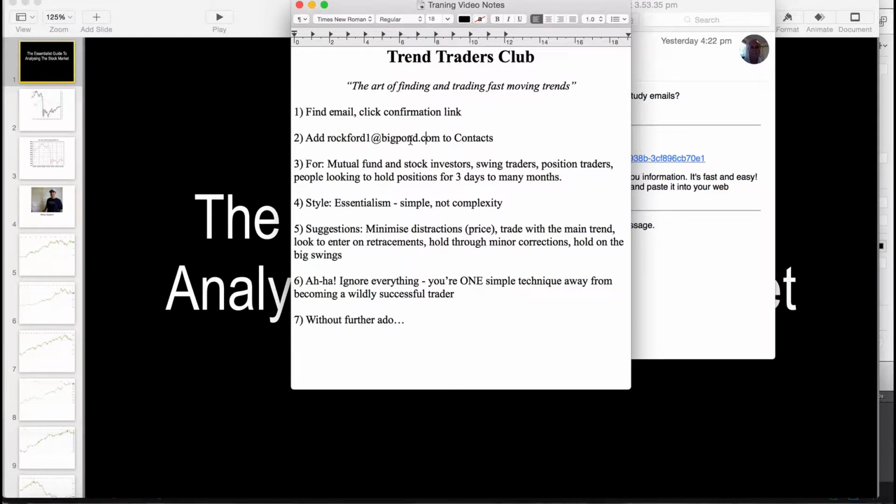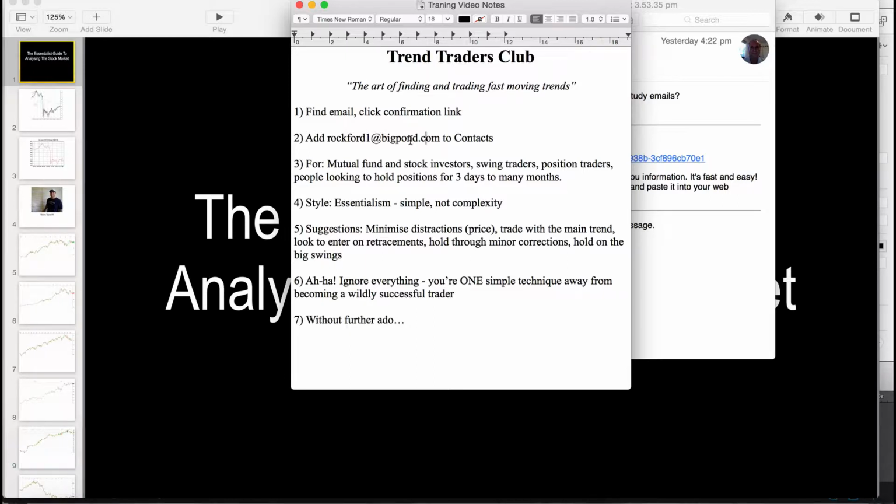This is what you're actually trading. You're trading the price. You're not trading anything else. You're not trading stochastics or RSIs or trend lines or all that stuff. They can be helpful, but they can also be very distracting. So we're going to focus on trading the price, which is the core thing. The essential thing on any chart is the price.